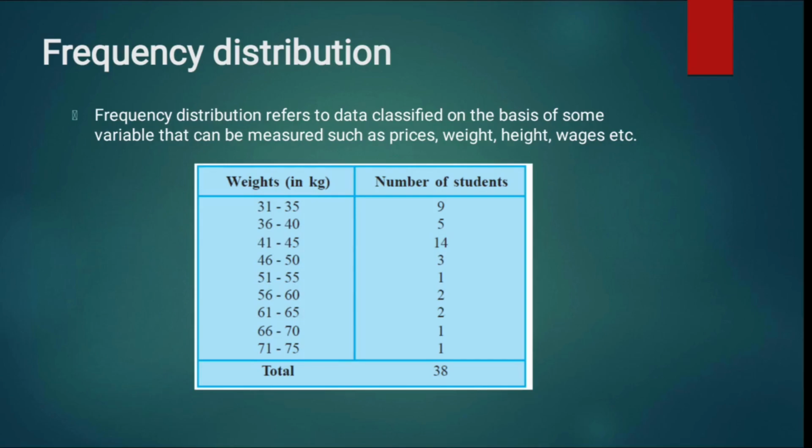There are 9 students in the class who have weight between 31 kg to 35 kg. There are 14 students in the class who have the weight of 41 kg to 45 kg, which is an average weight. So you can see that the students who fall under the category of 41 to 45 are the highest.